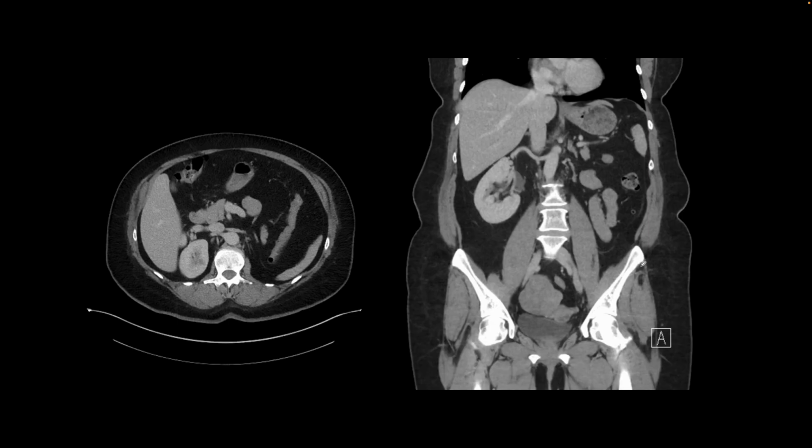Here's our next patient, and here I'm showing you the right kidney. The left kidney is absent. So the left kidney can be absent from congenital agenesis, or more frequently, a kidney can be absent from prior nephrectomy.